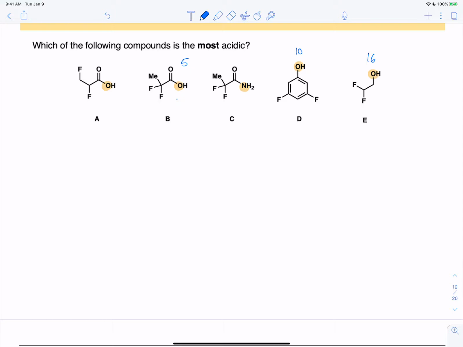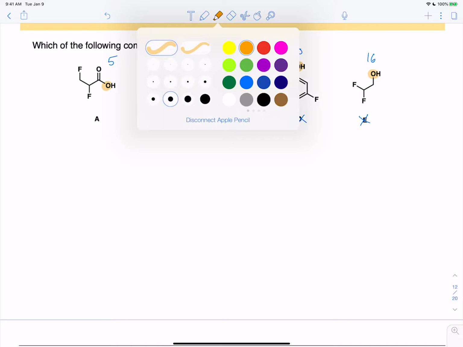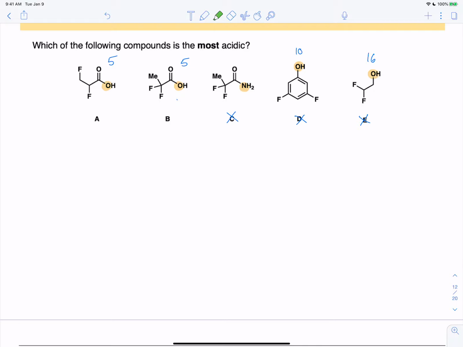Because we can make a direct comparison between a carboxylic acid and an amide. The nitrogen is less electronegative, so the conjugate base of B, the carboxylate, will be more stabilized. In both of these cases, we have two carboxylic acids, both around 5. We know that C will be less acidic. We know D and E will be less acidic. Now it's just trying to determine which of these two, what are their differences, and which one is the most acidic between the two.